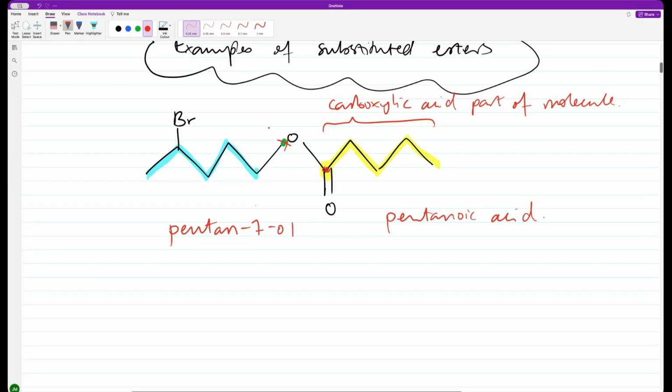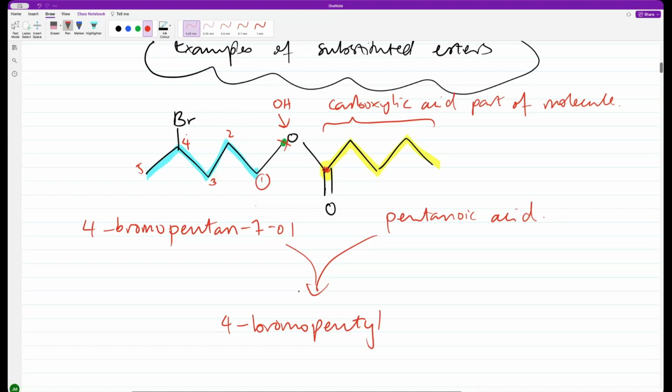It's got to be a pentan-1-ol, because this here is carbon number 1, and this here is, or was, the hydroxyl group, the OH. So that's carbon 1, that's carbon 2, 3, and 4. This is 5. So that means it's a 4-bromo. So when we name the ester, we're simply going to combine these 2 parts, and you always list the alcohol part first. And the 4-bromo-pentan-1-ol becomes 4-bromo-pentyl. Remember, the alcohol part becomes an YL. So 4-bromopentyl pentanoate.